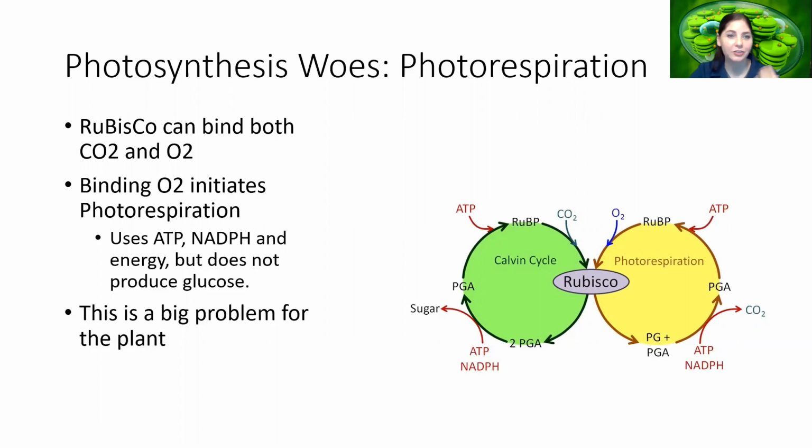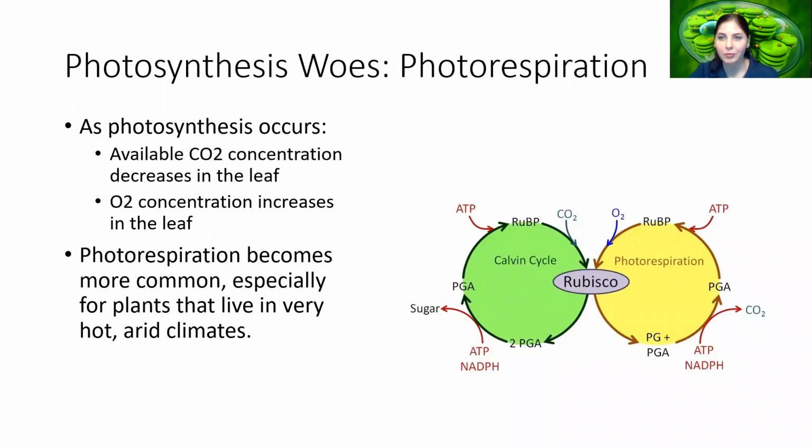Now, this process, just like the other process of the Calvin cycle, is going to use ATP and NADPH from the light-dependent reaction, as well as energy. However, it doesn't actually result in the production of glucose. Obviously, this is a big problem for the plant because it's basically wasting energy and not producing glucose, which it can then use later on in the process of cellular respiration. So plants have come up with several methods to prevent this from occurring.